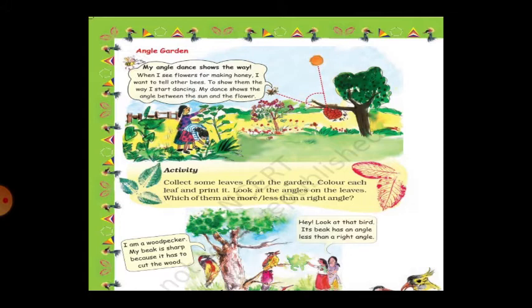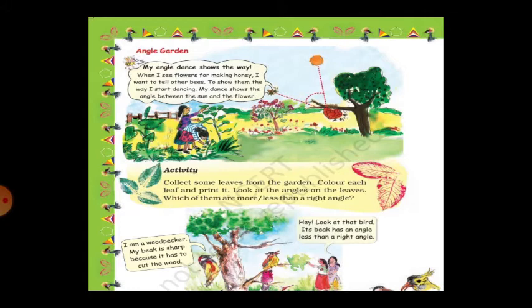So when it sees a flower, what does it tell other honeybees? It was dancing. When it was dancing, from the sun to that flower, my dance shows the angle between the sun and that flower. So when it is dancing, the angle between the sun and that flower, you can see here the angle they marked. So there also an angle is formed. And one activity is there, you can do it.